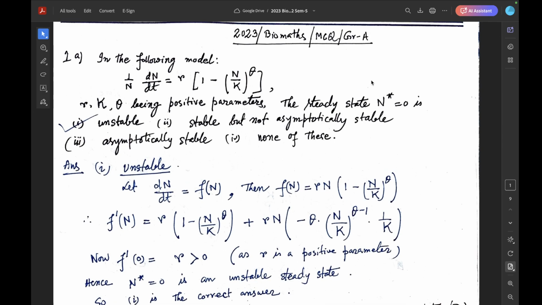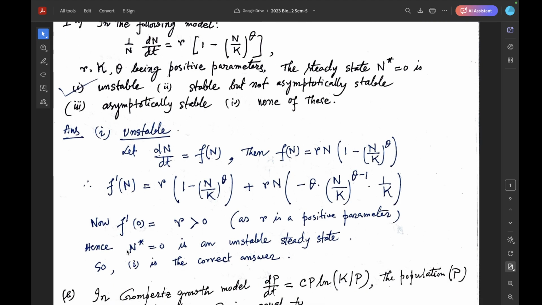Now, here it is given that n star equal to 0 is a steady state, and then the value of f dash n at this trivial steady state n star equal to 0. Obviously, put n equal to 0 here. So this equal to r, and this n equal to 0, so this equal to 0. So f dash 0 equal to r.